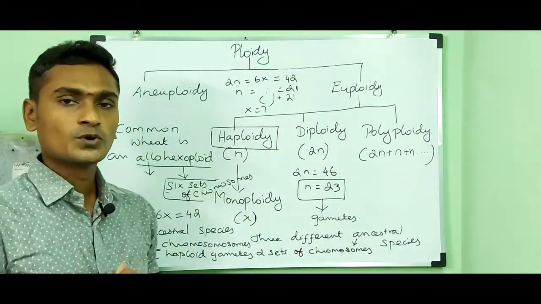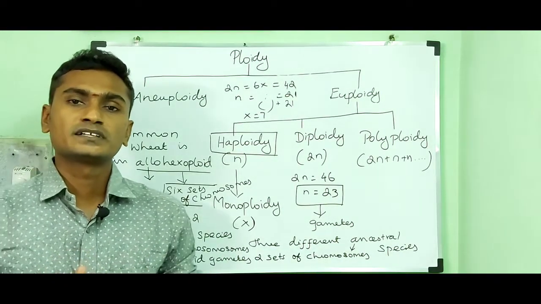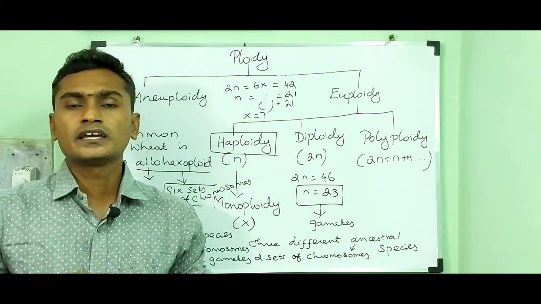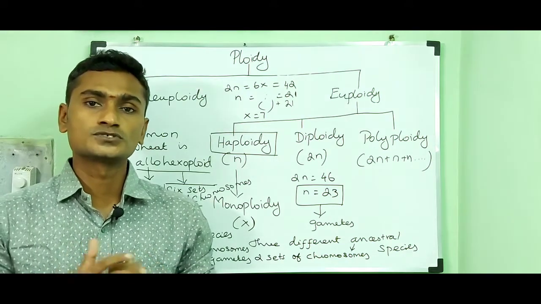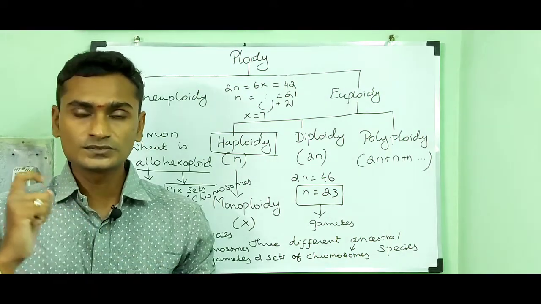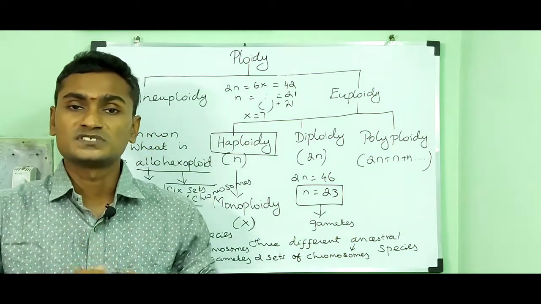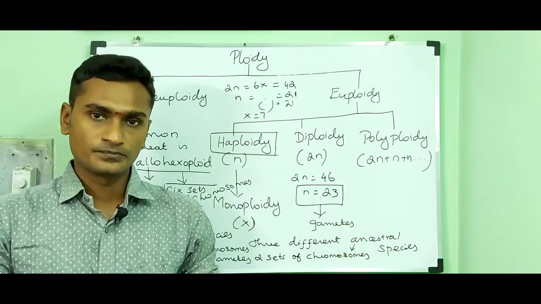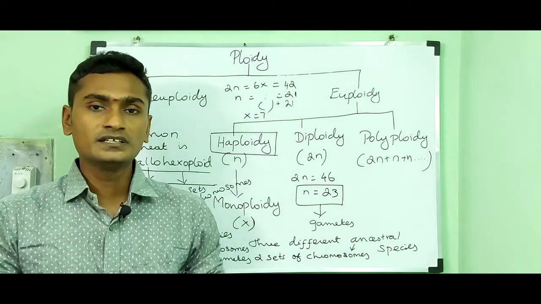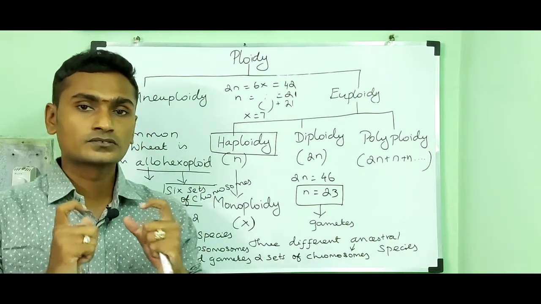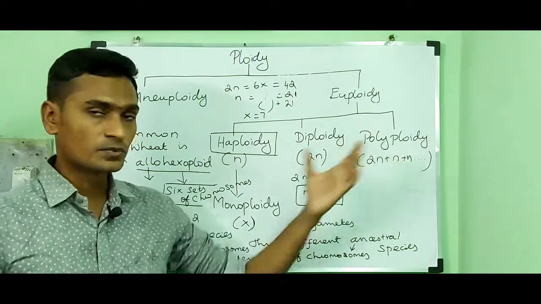Therefore, the haploid and diploid conditions occur regularly one after another, and the same number of chromosomes is maintained from generation to generation. But the monoploidy condition occurs when an organism is under the polyploidy condition. Next we are going to discuss the polyploidy condition.